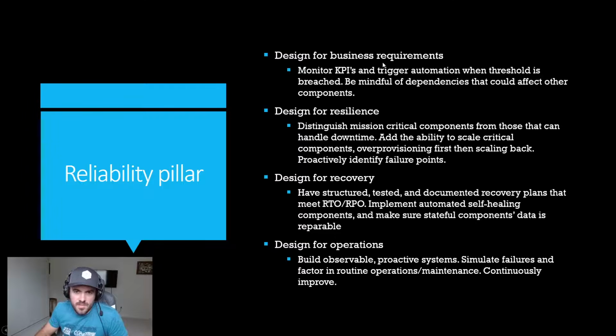Okay. And then be mindful of dependencies that could affect other components. You don't want too much coupling going on, right? Because if something breaks, it could break other things. That's never good. Design for resilience. So keep in mind what your mission critical components are. Things that cannot go down. Maybe you have SLAs or other agreements that just do not allow your mission critical, your key components, your core application to go down. Okay, you want to make sure that you are designing to allow those to always be available.